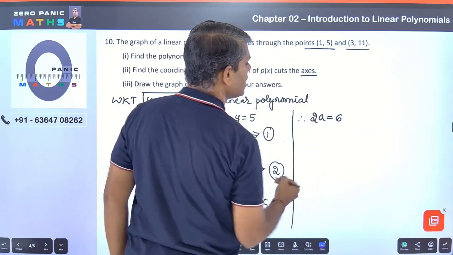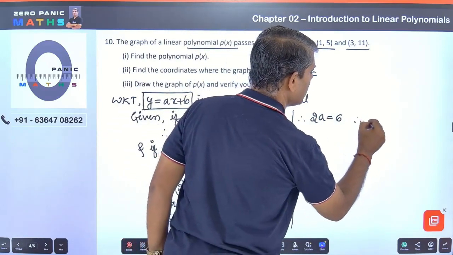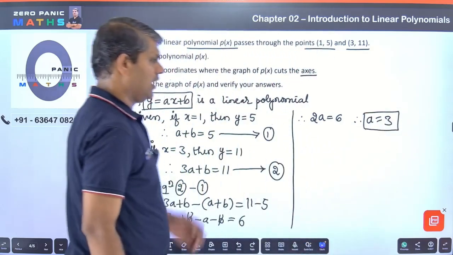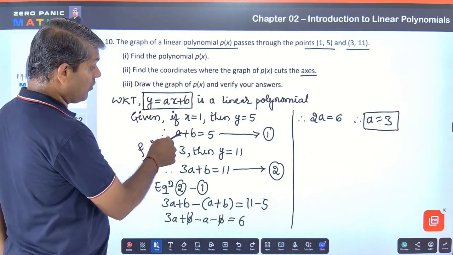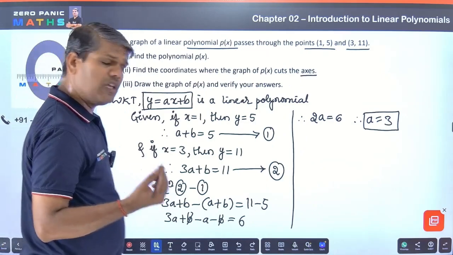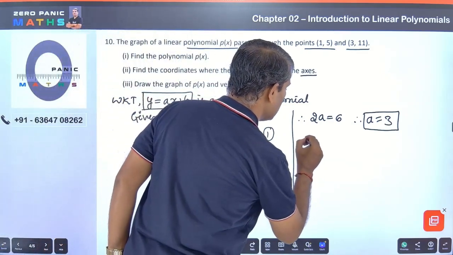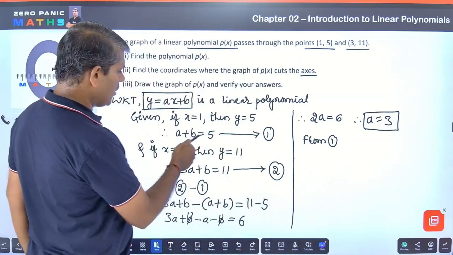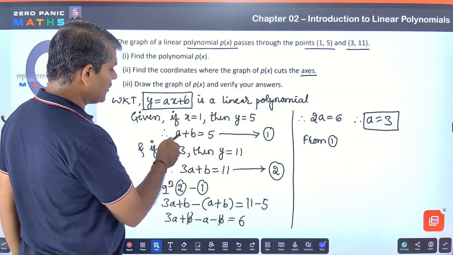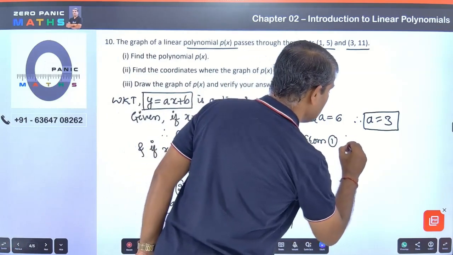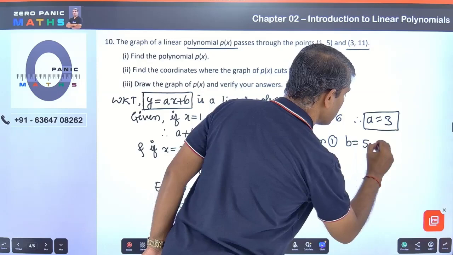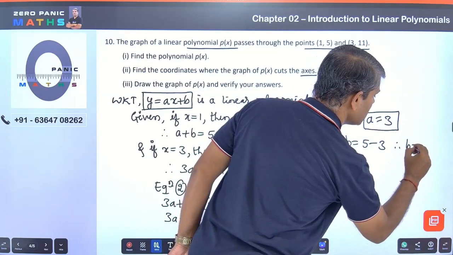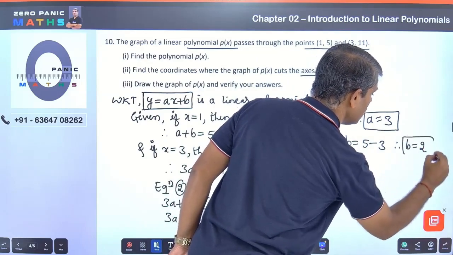Okay, if 2a is equal to 6, a is equal to 3. Now substitute a is equal to 3 in equation 1 to get the value of b. Simple. From equation 1, keep b on the left side and take a to that side. It will be b is equal to 5 minus a, and that is 3. 5 minus a. So therefore b is equal to 2.